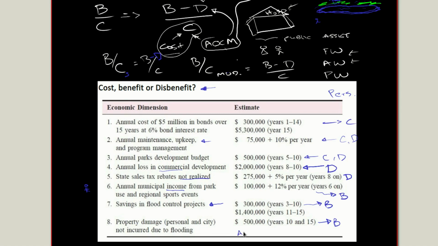We can say we're going to do annual worth for years 1 through 15, or we can say we're going to do present worth in year 0 or whatever. And then we convert each one of these into whatever method we choose. And then we come back and plug it into B minus D divided by C and see if that's greater than or equal to 1. And that's how we make our decision.